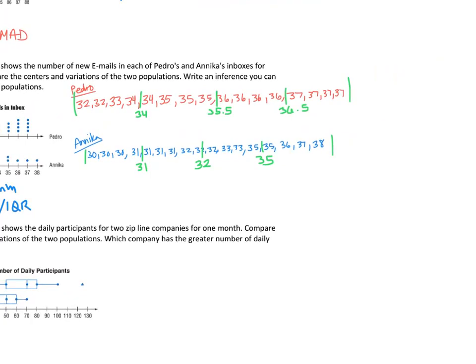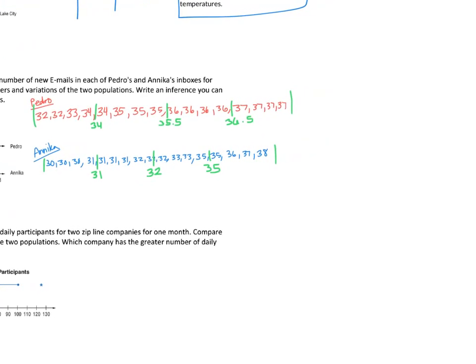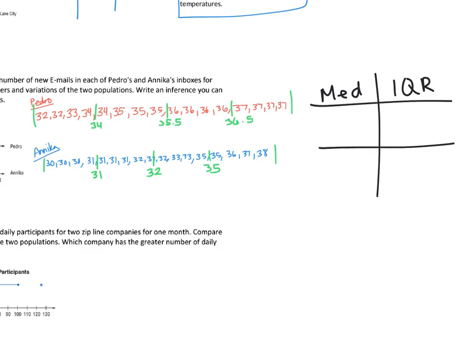Now let's actually calculate these. We need the median and the IQR. I'll do this table a little sideways here. So this one's going to be Pedro, and this one's going to be Anika. Okay. So the median is going to be that middle number. The median is going to be 35.5 for Pedro and 32 for Anika.